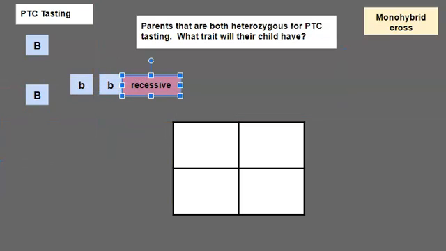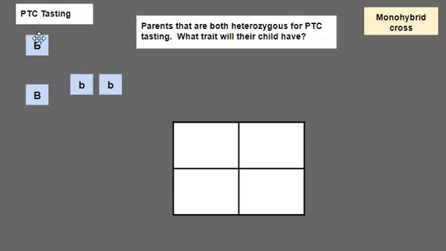Okay, so let's put that away for a second and let's set up our problem here. Parents that are both heterozygous for PTC tasting have a child. What trait will their child have? So we need to use the terms here and break them down.